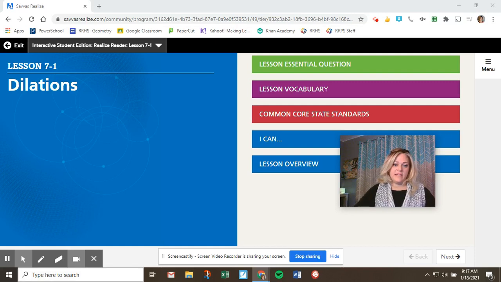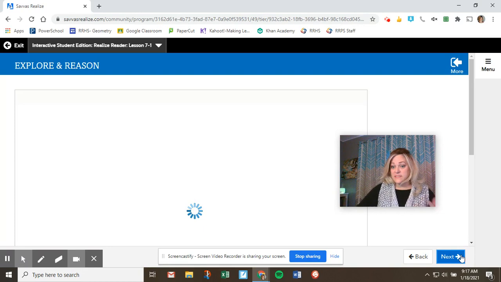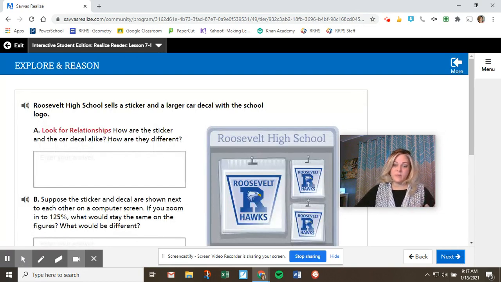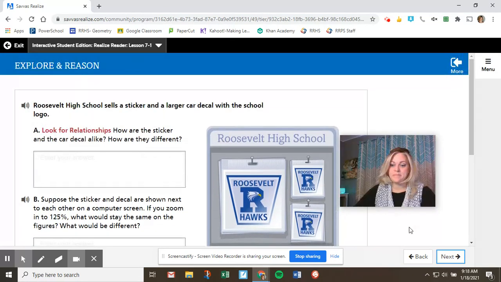Lesson 7-1, Dilations. When this lesson starts out, it starts by asking you a couple questions based on the Roosevelt High insignia or sticker decals. So look at the relationships between this larger one and these smaller ones, and you're going to answer some questions about them.